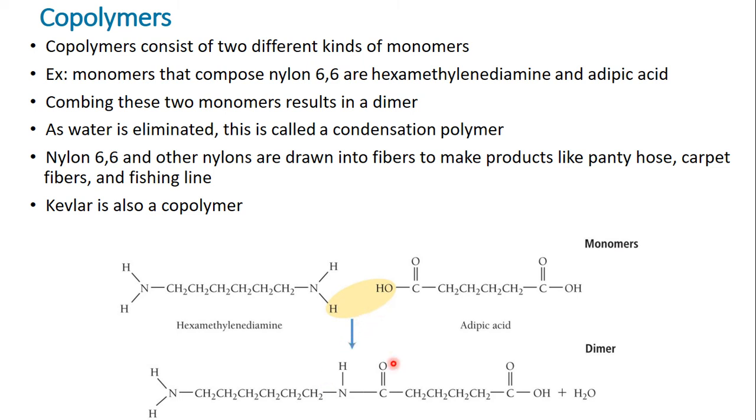Remember, condensation is the process of gas going to a liquid, so it looks like water is appearing. Well, in this reaction, water is appearing. You're making water. Nylon 6,6 and other nylons, you can draw into fibers and make products like pantyhose, carpet, fishing line. And Kevlar is also a copolymer. So to make Kevlar, you just put two different monomers together, and you get a substance that can stop bullets.